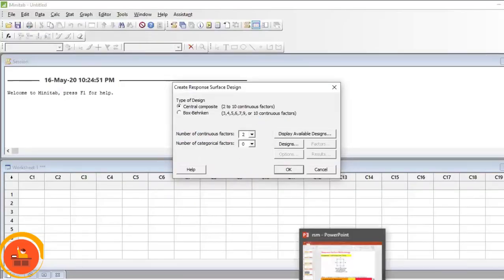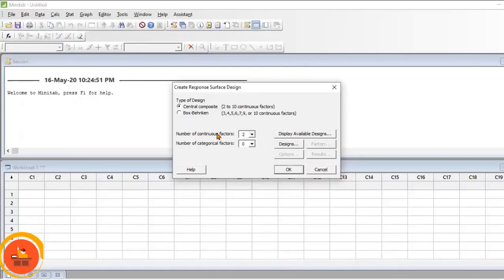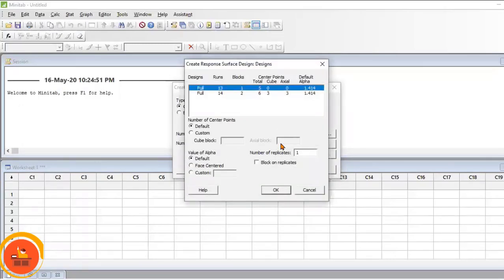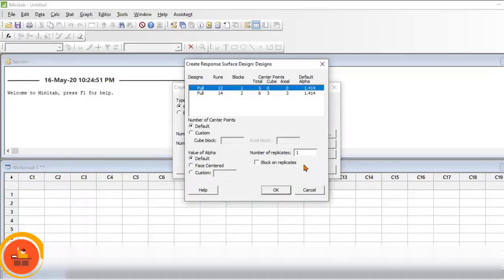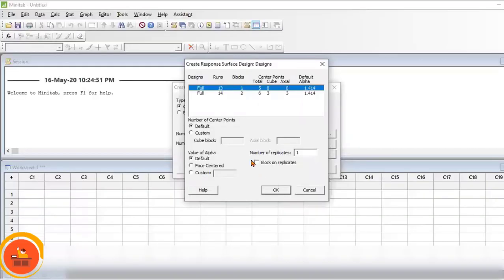Number of factors: how many factors are we having here? In this example, if you observe, we are having reaction time and reaction temperature, 2 factors. So I will select the number of continuous factors as 2, and I will go to Designs. And this is the crucial case. Based upon the layout, actually we have to frame this layout, but for our convenience, now I am considering this as my data. 13 experiments are there, so I am choosing 13.